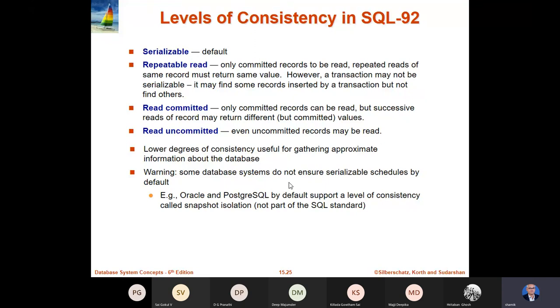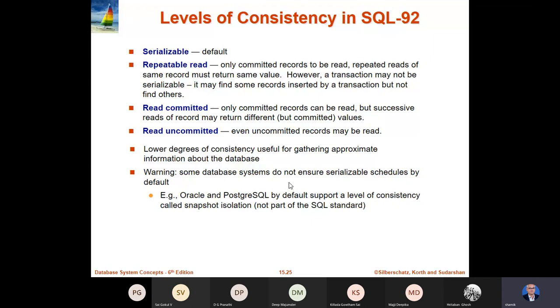So what it means is that we really don't care even if some uncommitted reads take place, which might later be rolled back. So lower degrees of consistency are useful for gathering approximate information about the database, as I was saying, that some database systems do not ensure serializable schedules by default. Although the first one we said, serializable, is the default. So there are what we say exactly as serializable, like conflict serializable schedule and so on.